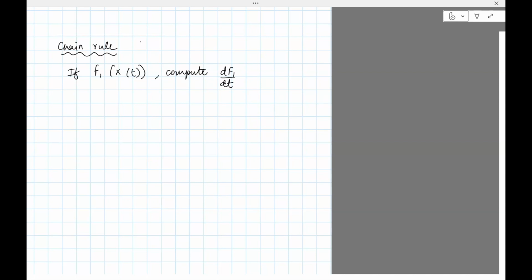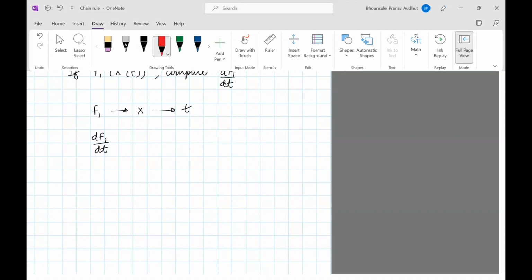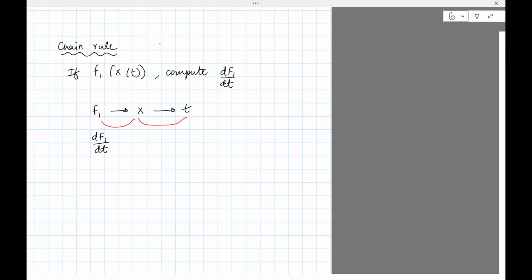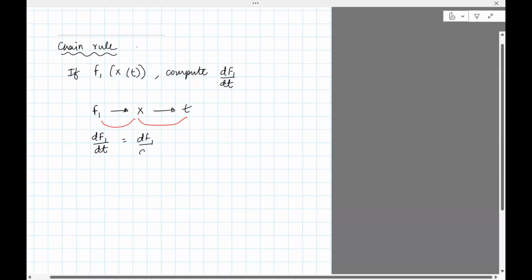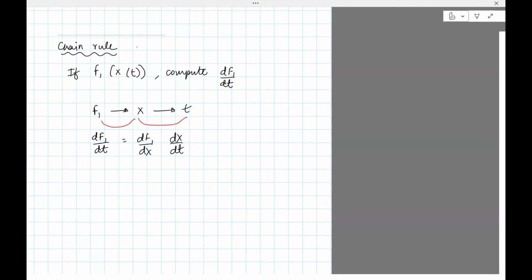The way I like to think about this is the following. f1 is a function of x, and x is a function of t. So if you want to compute the derivative of f1 with respect to t, you need to go through x to t. The chain rule is the way you do it: df dx times dx dt. And then, of course, you can write it down, whatever that formula is. So here's an example.